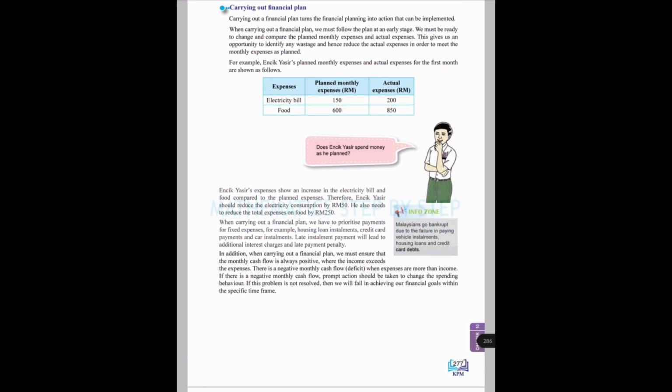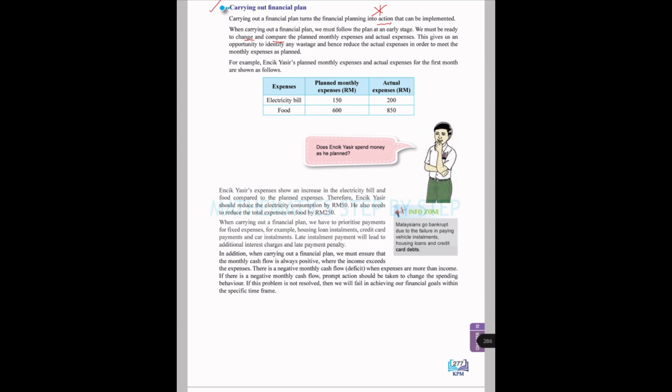So now the next step is to carry out the financial plan. Carrying out a financial plan turns the financial planning into action. This is very important. If we have planned everything but there is no action, this plan will fail. So when carrying out a financial plan, we must follow the plan at an early stage. We must be ready to change and compare the planned monthly expenses and actual expenses.